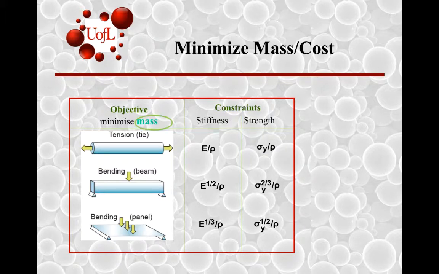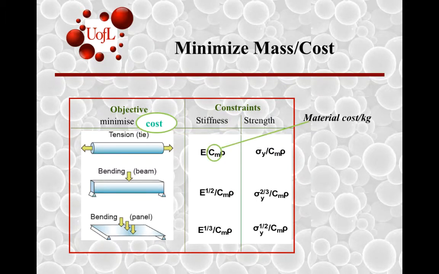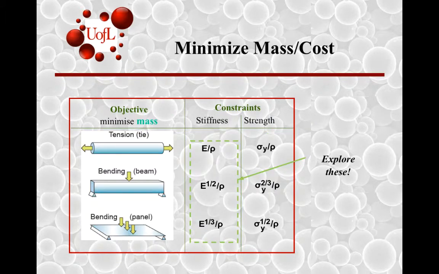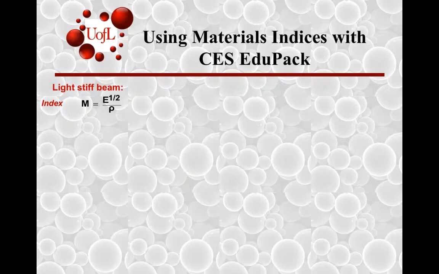That's for minimizing mass. If you are instead minimizing cost, then in the denominator, you introduce this material cost per kilogram term. We looked at quite a bit of this particular term over here. Make sure that you are able to derive in a similar manner each of these different possibilities. And remember this one for a strength limited design for a bending beam as well, because it comes up quite frequently. You are introduced to EduPack and you have downloaded the software by now.